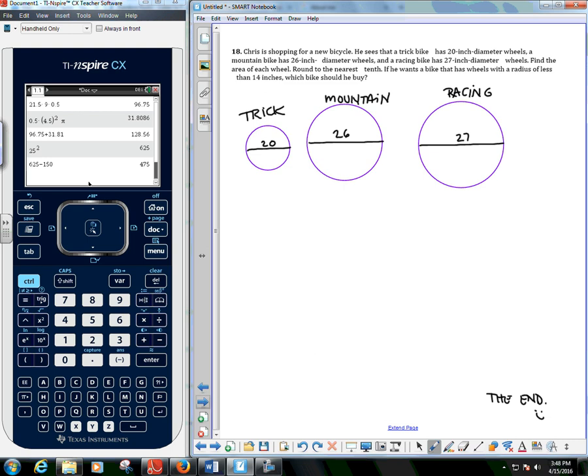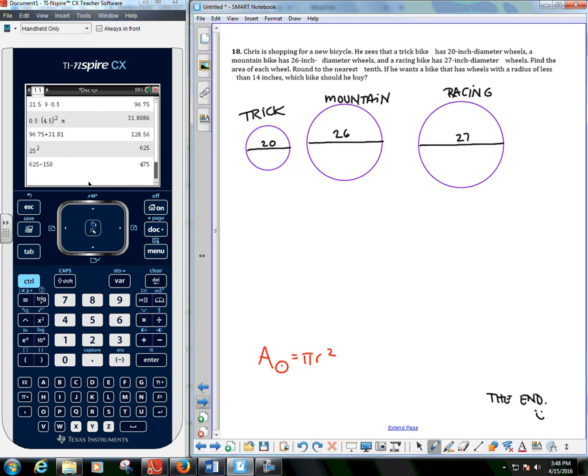All right, last one. Chris is shopping for a new bicycle. He sees that a trick bike has a 20-inch diameter, a mountain bike has a 26-inch diameter, and the racing bike has 27-inch diameter wheels. Find the area of each wheel, rounded to the nearest tenth. So the area of a circle is pi r squared.